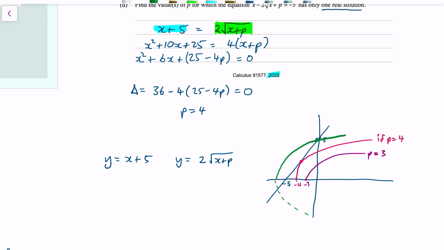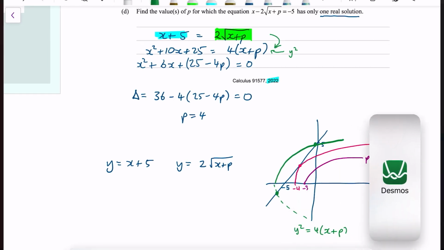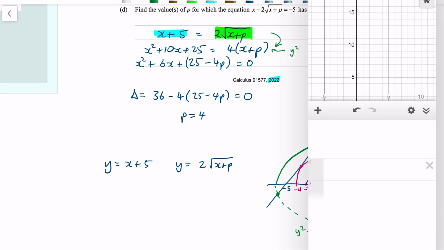And when I square both sides of the equation, when I go from here to here, this is effectively my y squared. I'm graphing y squared equals 4x plus p, and that there is a parabola that's sideways, and therefore it would cut twice. Okay, but the original equation, which had a square root in it, actually didn't intersect the line at two positions. So the complete answer to that problem would actually be needing a bit more work. Let's now go to Desmos and see how accurate my graphs were.